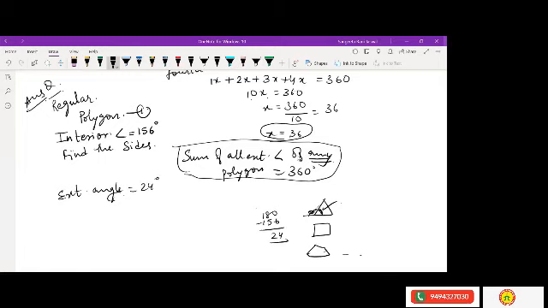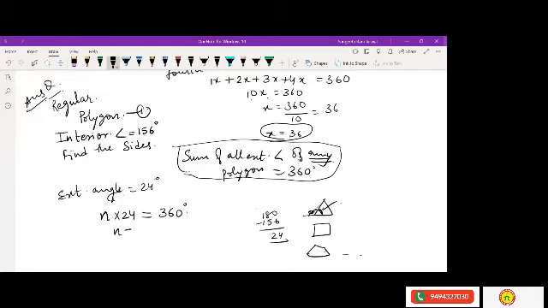Now the sum of all exterior angles is 360 degrees. We don't know how many angles there are, so let the number of angles be x. That means the number of sides n times 24 will give me 360. This is what we were doing when we were doing the exercise sums. Is it? Yes, ma'am.